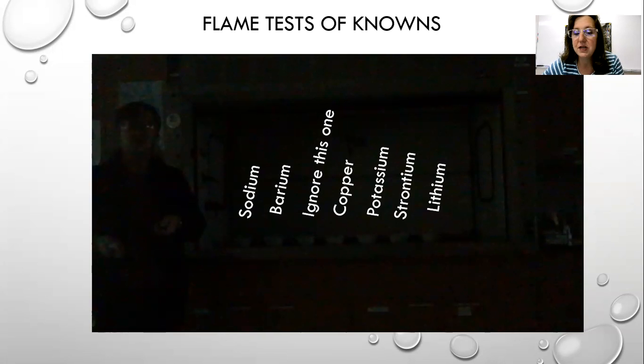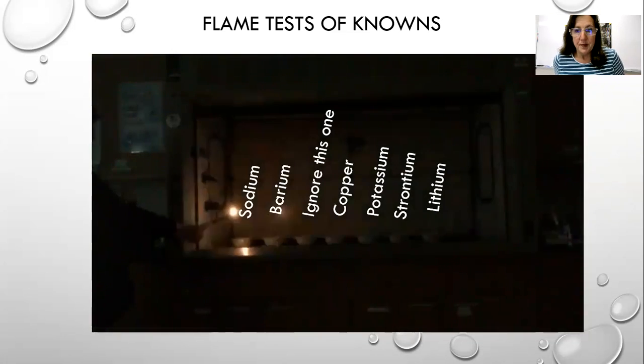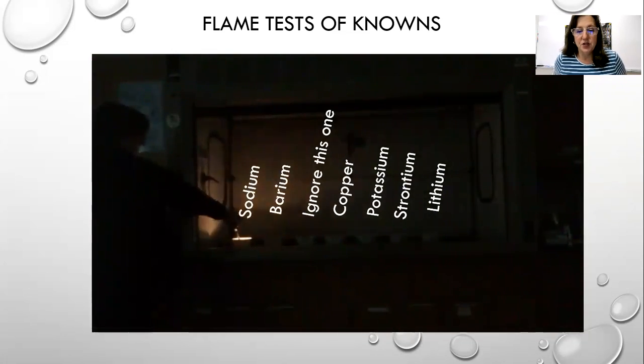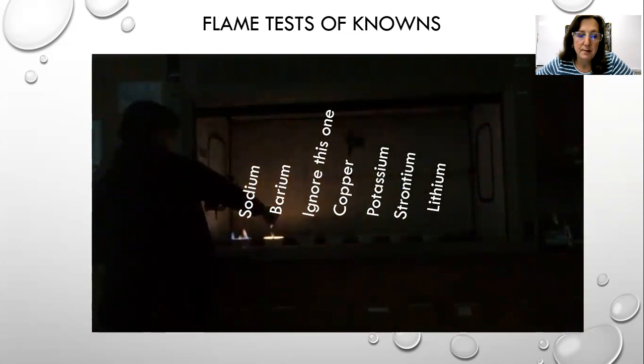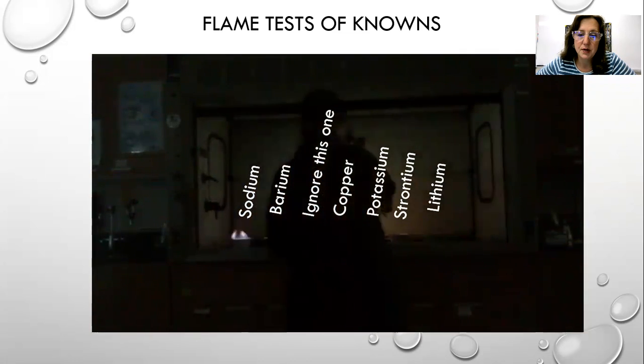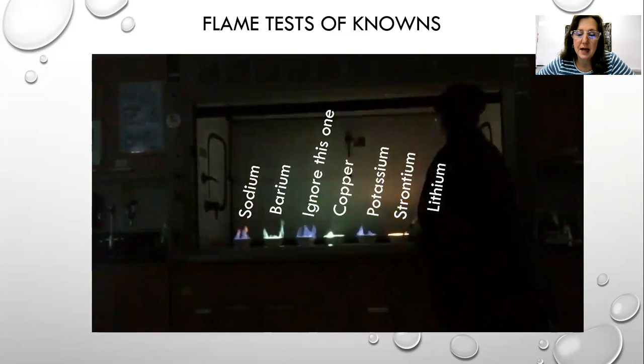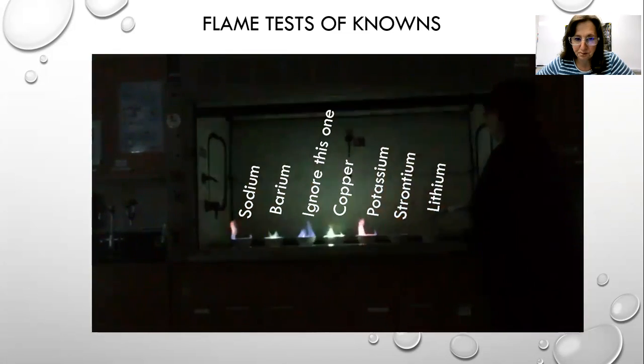And so the first thing we need to do in our lab manual is to write down the 6 elements that we're going to be looking at, and we'll get some color observations as we watch those being ignited. The first one I ignite here is sodium, then barium. This one we're going to ignore, go straight to copper, potassium, strontium, and lithium finally.